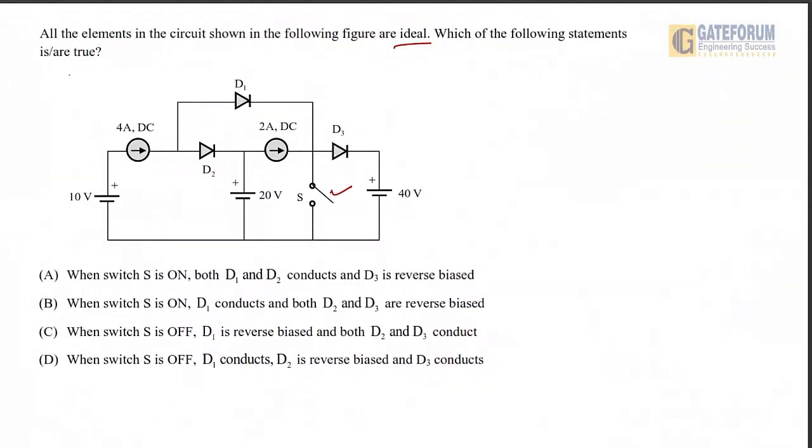In option B, it is given that when switch S is on, D1 conducts and both D2 and D3 are reverse biased. So this is one of the possible answers, as per the analysis we had seen. So option B is one of the correct answers here. And when switch S is off, D1 is reverse biased and both D2 and D3 will be in the conducting state, meaning they will be in the on state.